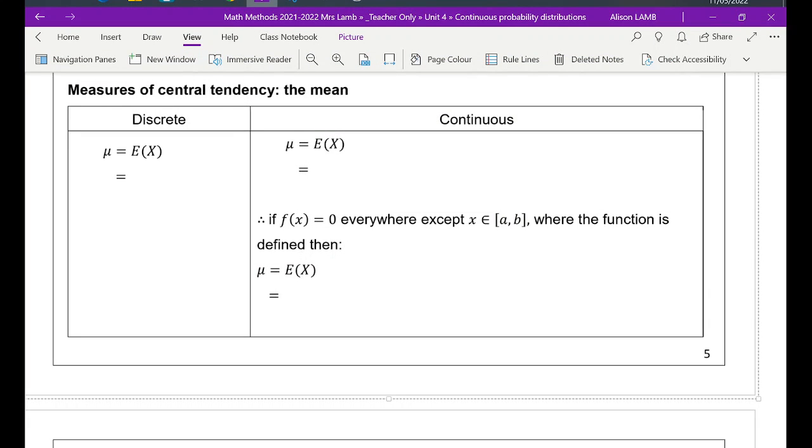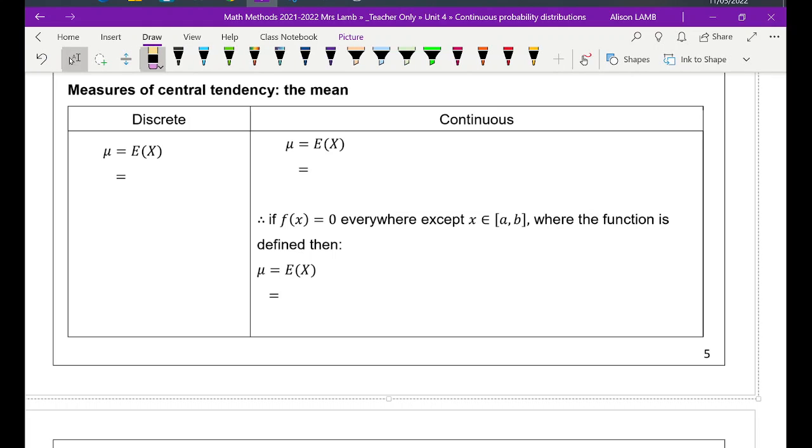So today we're looking at the mean and the standard deviation or variance of a continuous probability distribution. This is the bottom of page 5 of our notes, and I'd like you, first of all, to try and recall what our formula is for our discrete random variable.